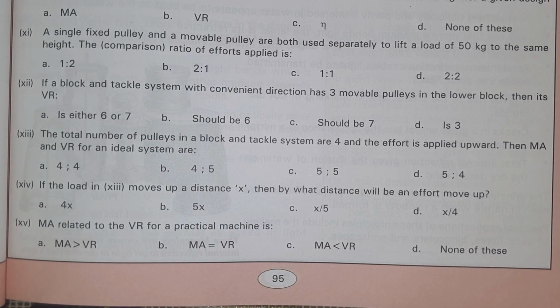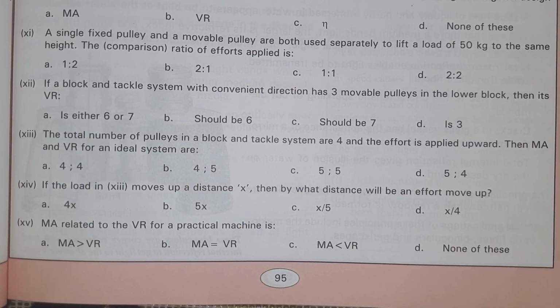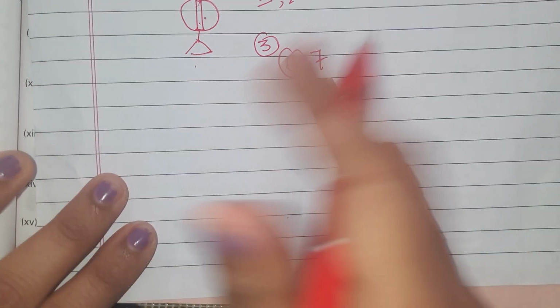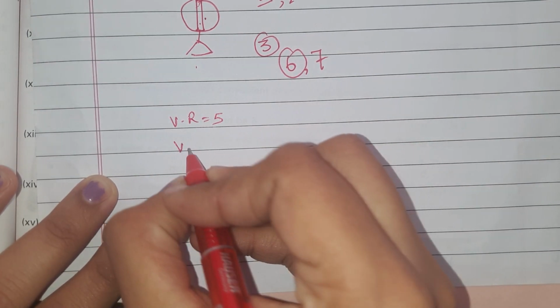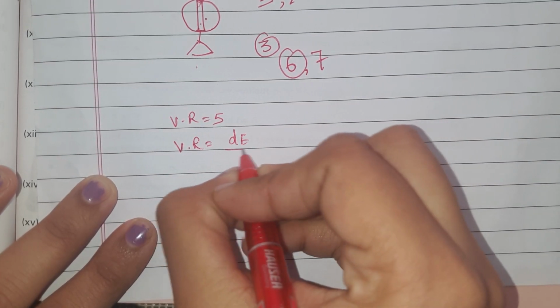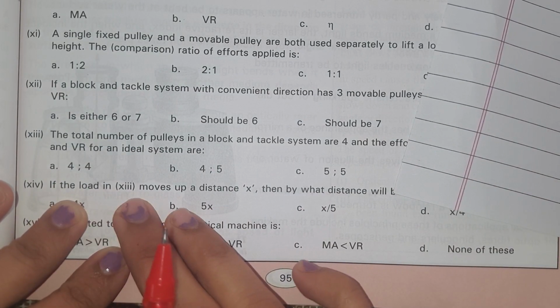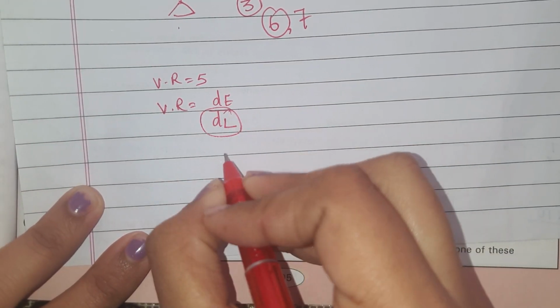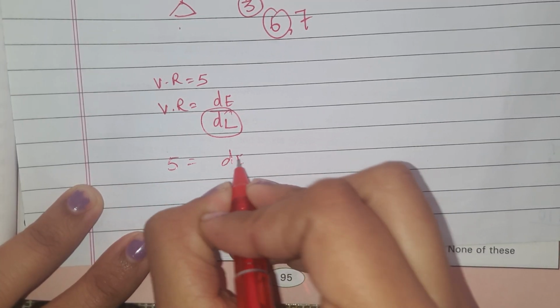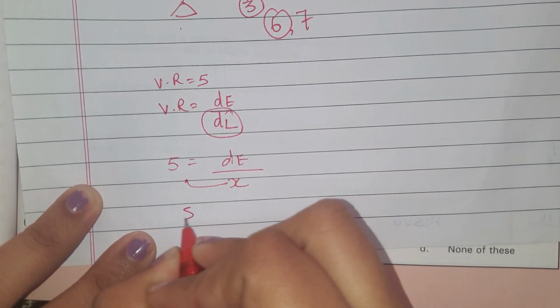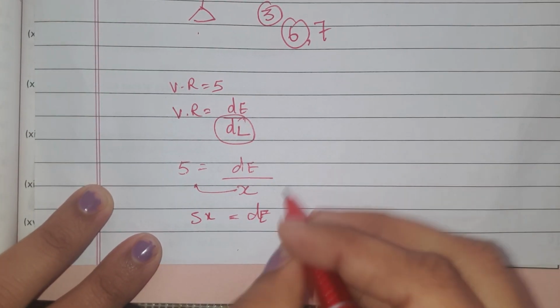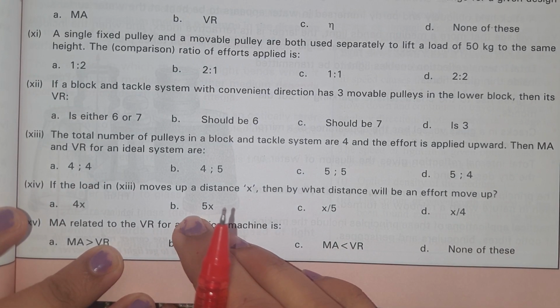Next is the 14th part. If the load moves up a distance of x, then what is the distance moved by effort? Since here the VR value is 5, right? Let me write here, VR is 5 and now VR is dE by dL. So what they are saying, distance moved by load is x, this 5 is equal to dE by x. So shift this here, 5x should be the answer, distance moved by effort. Now B part will be the answer.